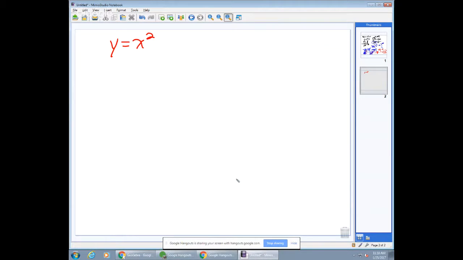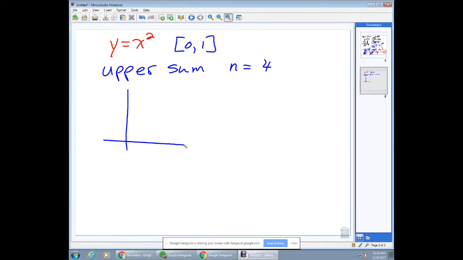So here we have y equals x squared, and we are concerned about the interval from 0 to 1, and we want to calculate an upper sum with n equals 4. To do that, we need to consider the function and the interval. I'm going to graph them both together here. So here is 0, here is 1. 1 squared is also 1. 1/2 squared is 1/4. So here's a few different points.